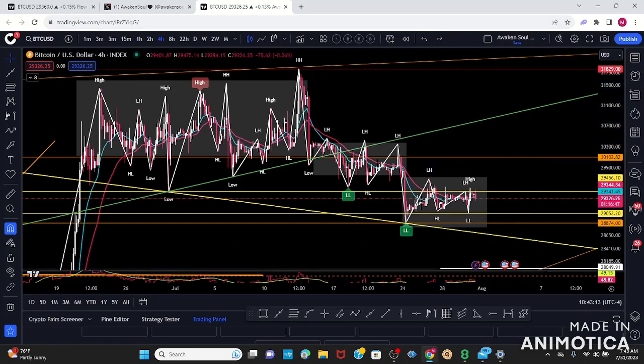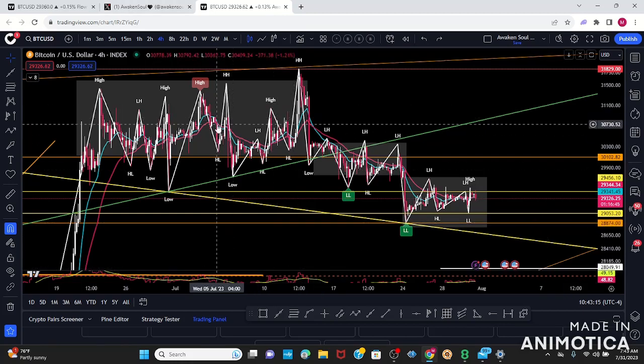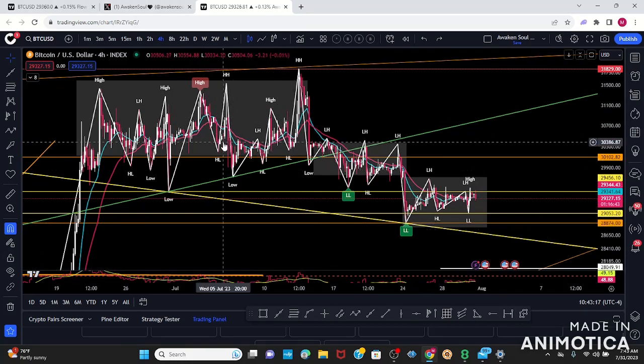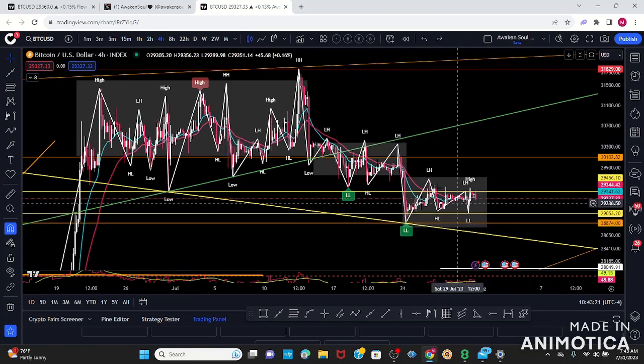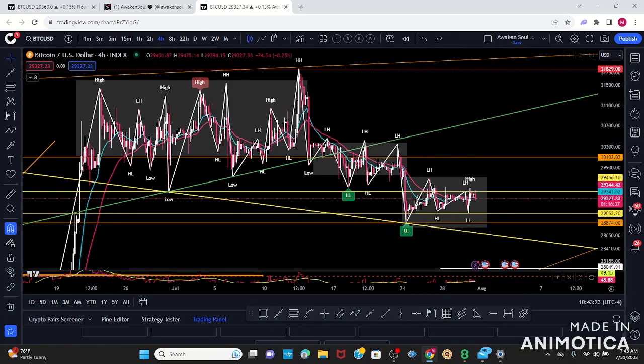So based on this, it's really important for you to understand, when you see a chart like this, it's finding your contraction phase. So this is my contraction phase, and this is what I'm going to be paying attention to, right?